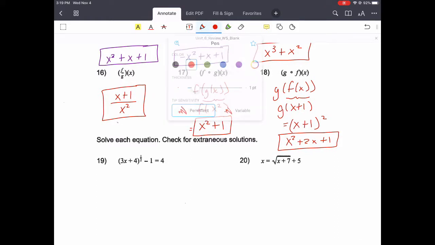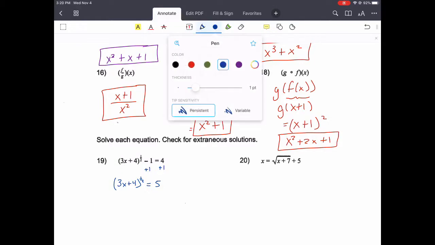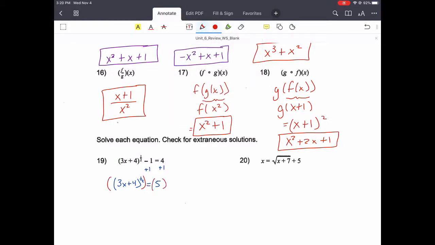And then at the bottom it says solve each equation, check for extraneous solutions. So for the first one, we've got 3x plus 4 to the 1/2 power minus 1 equals 4. First thing we want to do is add 1. So 3x plus 4 to the 1/2 power equals 5. To get rid of the 1/2 power, we're going to raise both sides of this equation to the 2/1 power, or just 2. So that means on the left, we are left with 3x plus 4, and then on the right, we have 25. We're going to solve this. We'll subtract 4. We get 3x equals 21, divide by 3, x equals 7.